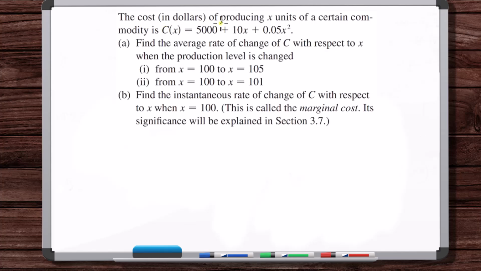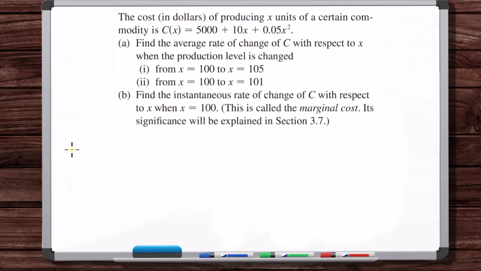The cost in dollars of producing X units of a certain commodity is given by this cost function. A cost function is the cost to produce X amount of units of something. So if you're going to produce 10 units, just plug 10 in here. If you're going to produce 50 units, the cost to manufacture is C of 50. Find the average rate of change of C with respect to X when the production level is changed from 100 to 105 units and from 100 to 101 units.